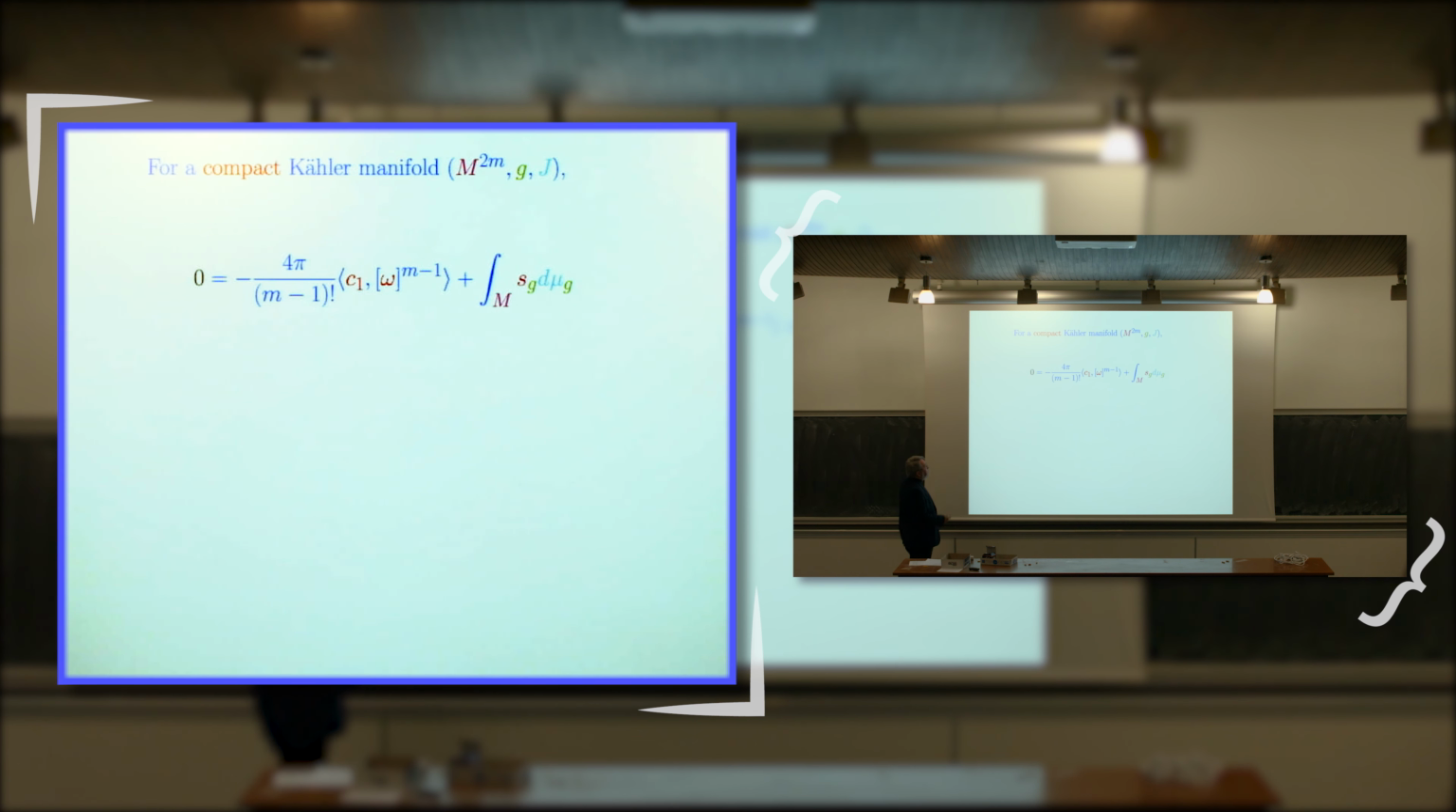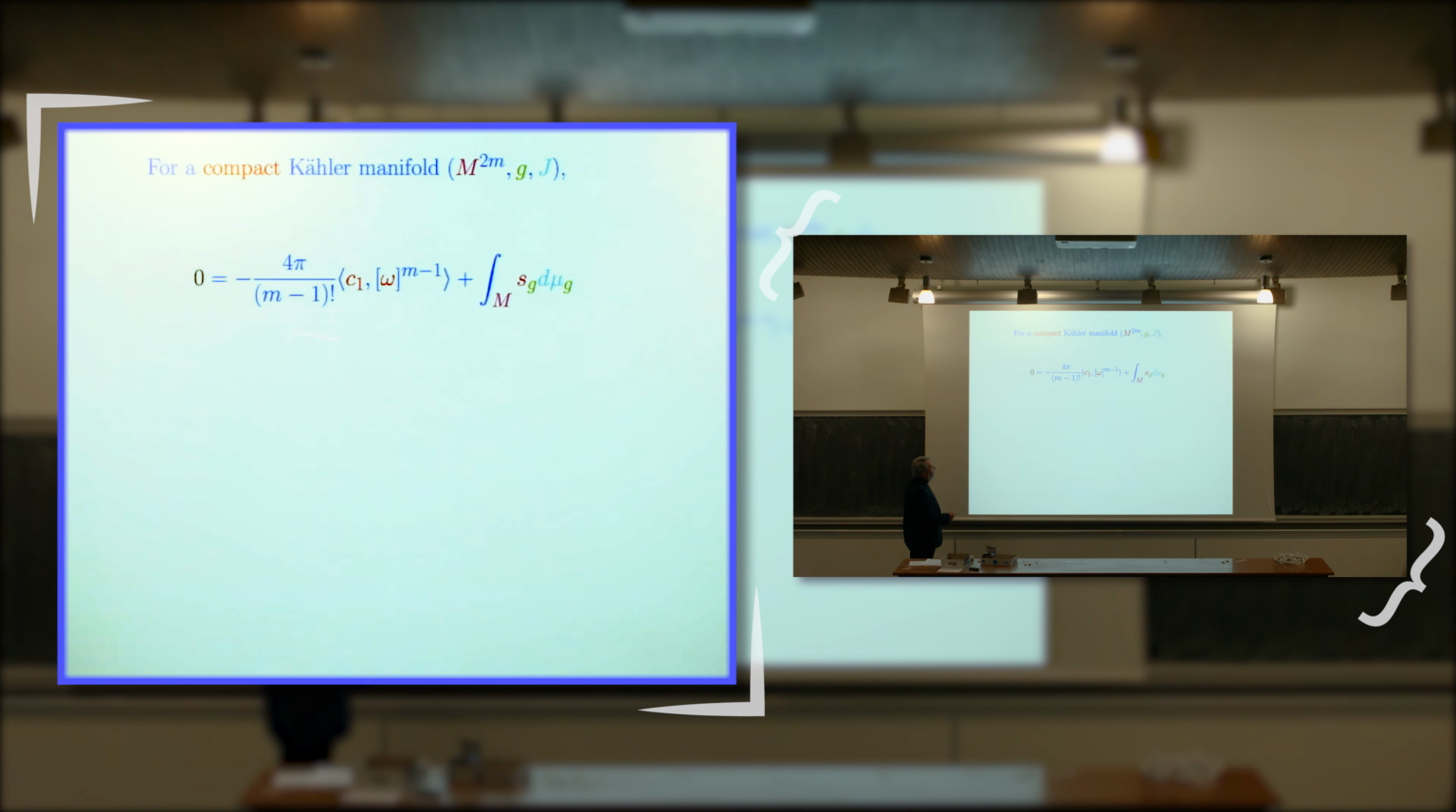So here's the formula, but you might massage it into the following way. If you multiply it by some other factor, the mass is basically the difference between the integral of the scalar curvature and a certain multiple of C1 paired with omega to the m minus 1. People that do Kähler geometry might remember that the integral of the scalar curvature on a compact Kähler manifold is exactly a multiple of C1 paired with omega to the m minus 1. So that you have an identity, that this kind of expression is 0.